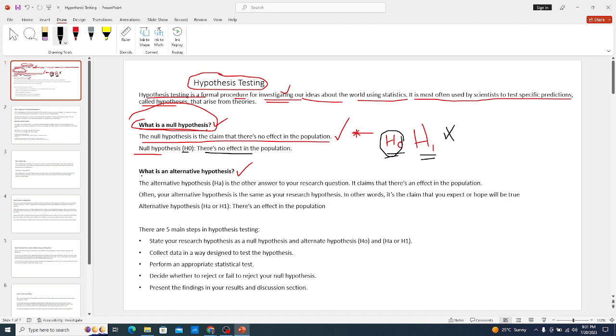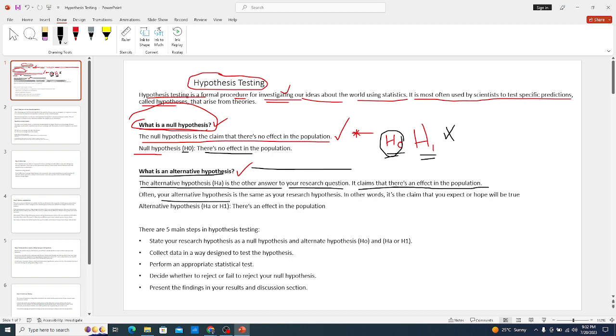Then we have the alternative hypothesis. The alternative hypothesis is the other, a complement. Let me say it complements the null hypothesis. Alternative acts as a complement for the null hypothesis. That's why we are saying that the alternative hypothesis is the other answer to your research question. It claims that there is an effect in the population.